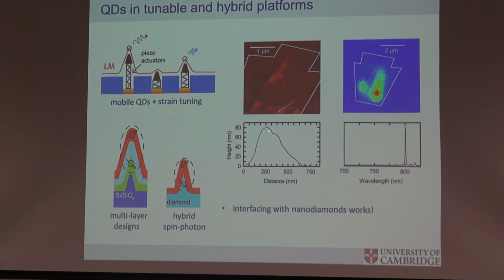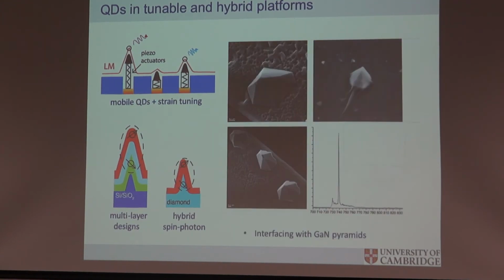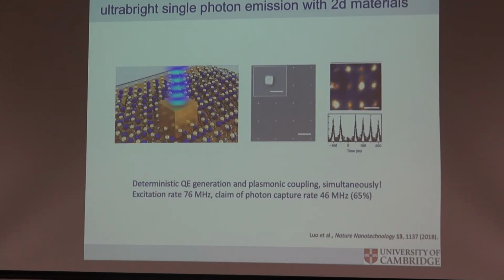I'll pass these. Oh, this is with a nanodiamond, by the way. This is to show that if you just put, we don't even make pillars, you just sprinkle some nanodiamonds on the surface and put your layered materials on top of every nanodiamond, you get a quantum emitter that just shows up. It's all self-aligned. The gallium nitride, same thing.